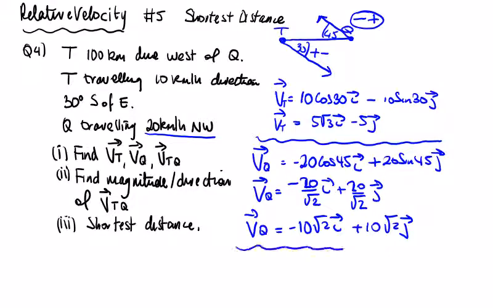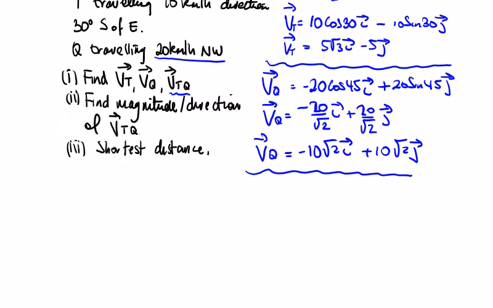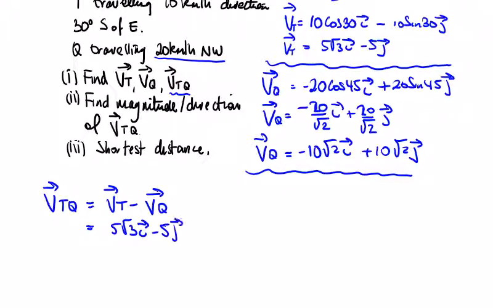Then we're asked for the velocity of T relative to Q. The velocity of T relative to Q is the velocity of T minus the velocity of Q, which is 5 root 3 in the I direction, minus 5 in the J direction, minus 10 root 2 in the I direction, plus 10 root 2 in the J direction.